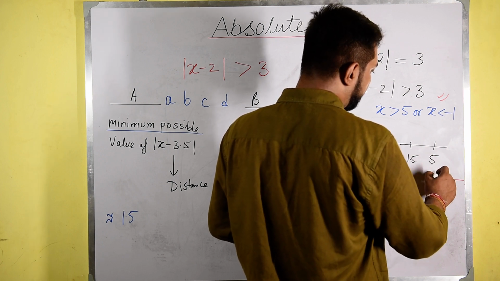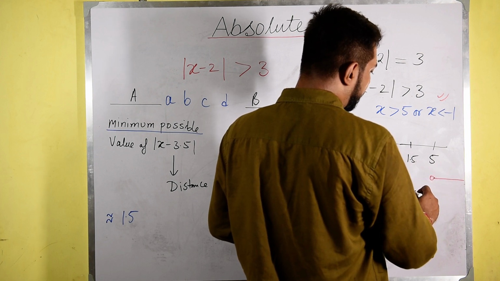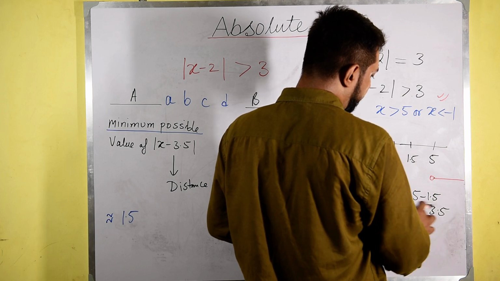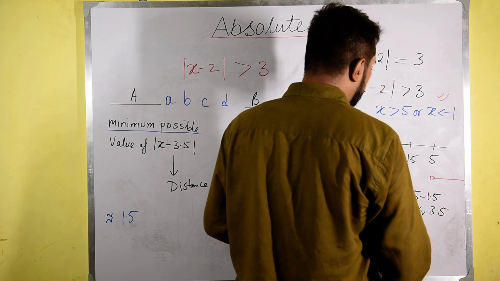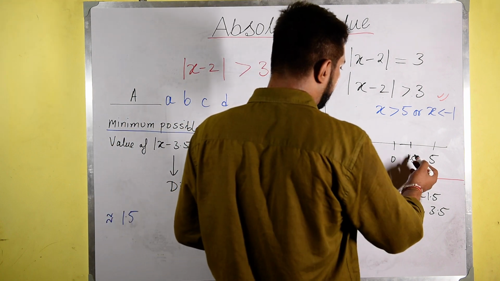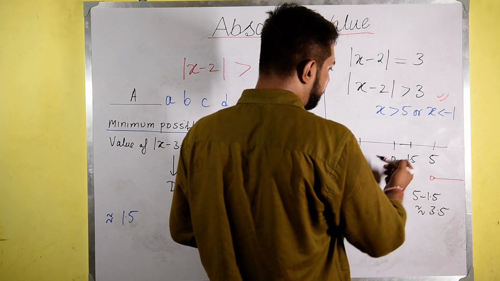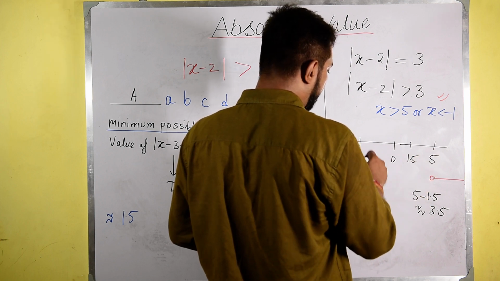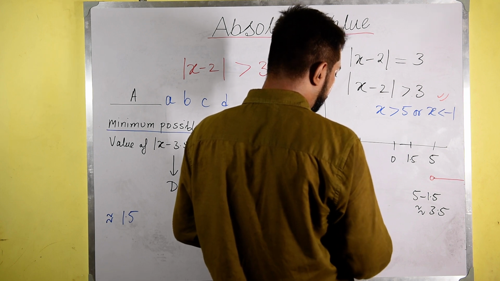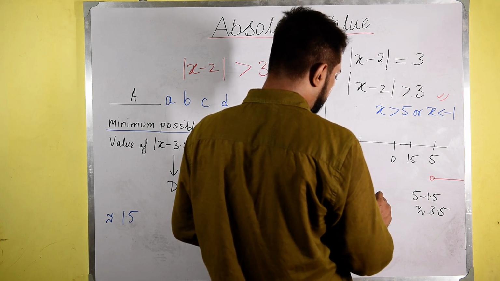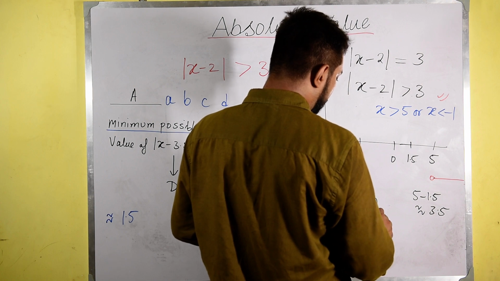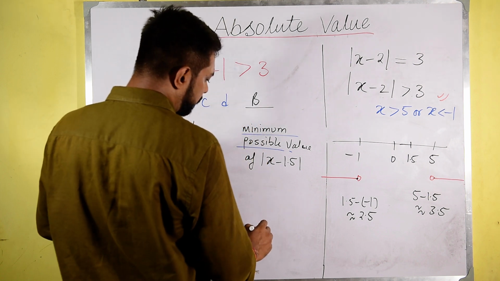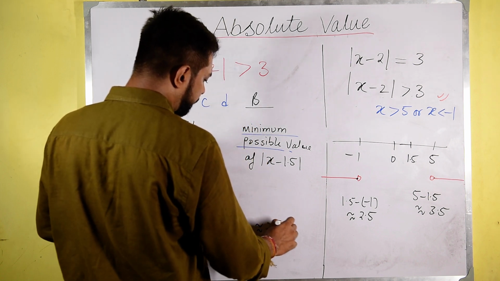So if I choose a point approximately equal to 5, the distance from 1.5 will be approximately 3.5. Similarly, if I choose a value very near to -1, its distance from 1.5 will be 1.5 minus (-1), which is approximately 2.5. Out of them, which one is the minimum? You can see that 2.5 is the minimum one. So it is approximately 2.5, right?